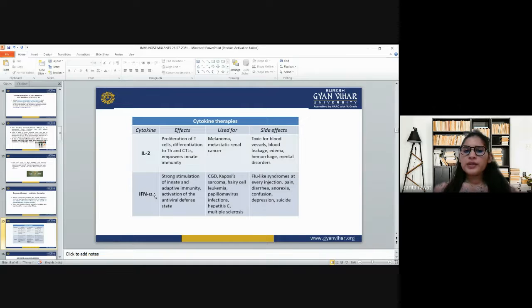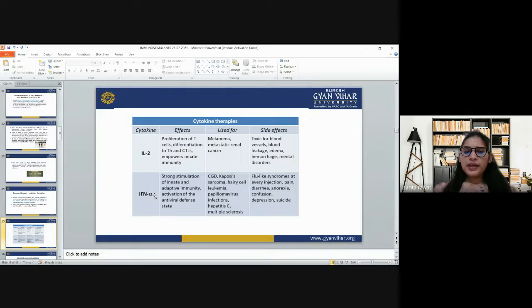When we talk about the cytokine IL-2, its effect is proliferation of T cells and differentiation of TH and CTLs, which empowers and initiates immunity, and it is used for melanoma and metastatic renal cancer. The side effects include toxicity to blood vessels, blood leakage, edema, hemorrhage, and mental disorder.